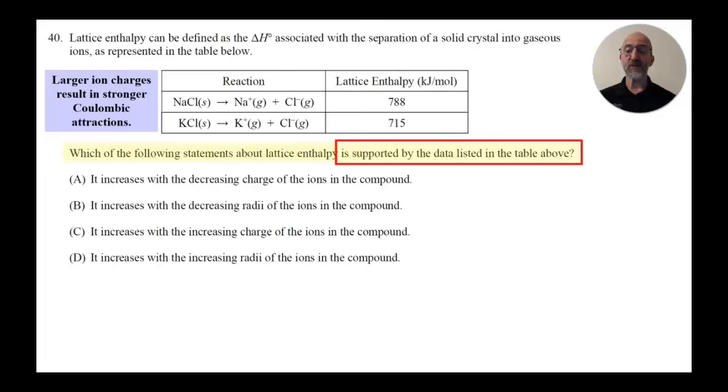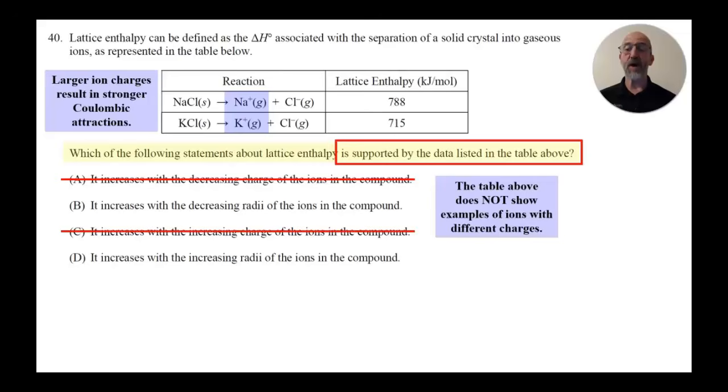So look at the charges. We see sodium is +1, potassium is +1, chloride is -1. We don't have any evidence in the table that shows examples of compounds with ions with different charges. So although choice C is a true statement, it's not supported by the data in the table above. So we have to eliminate choices A and C, which talk about the charges of the ions, because we don't see any difference between the charges on the ions. Sodium chloride and potassium chloride, they're both +1 and -1.